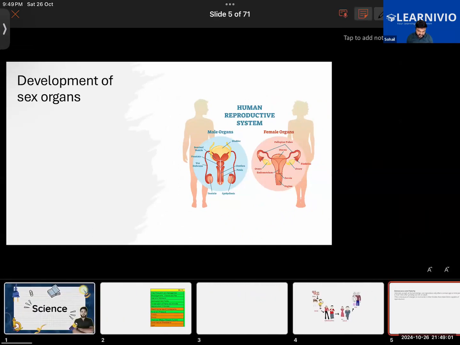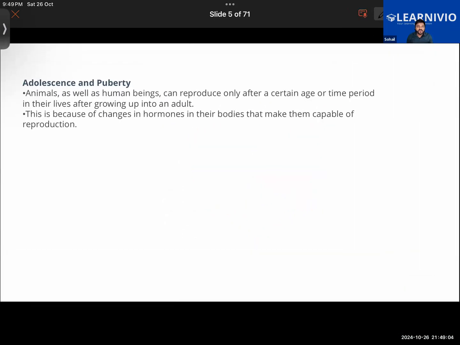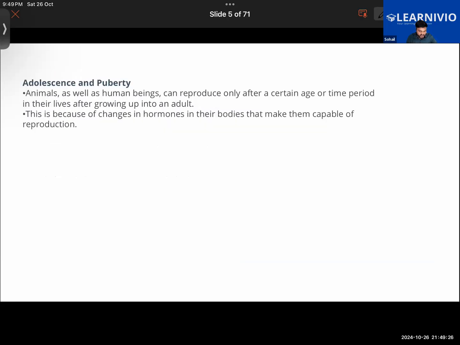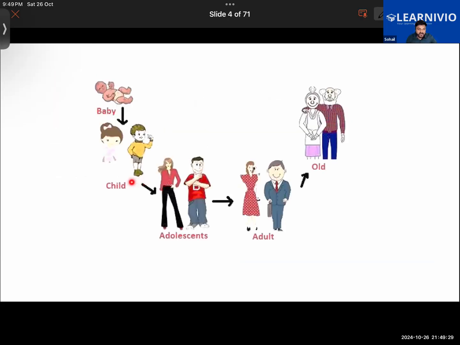Okay. So talking about adolescence, listen carefully to this statement. This is very important here: adolescence talks not only about the physical change, not only about the mental change, but also about the reproductive change, the reproductive maturity that will be attained by the body. So that is what adolescence is.